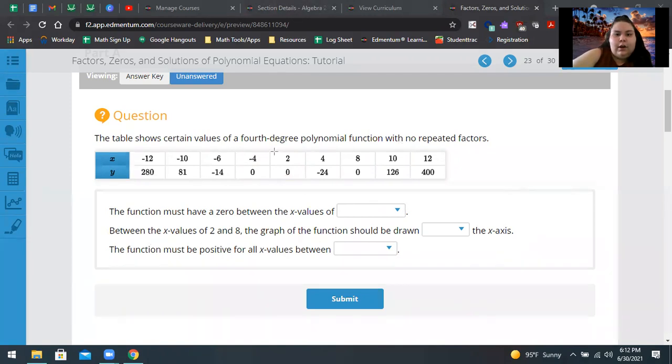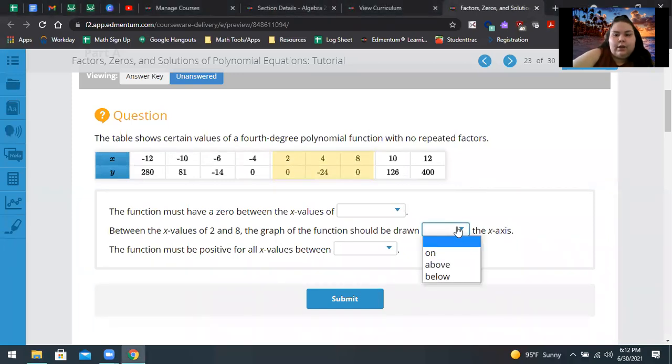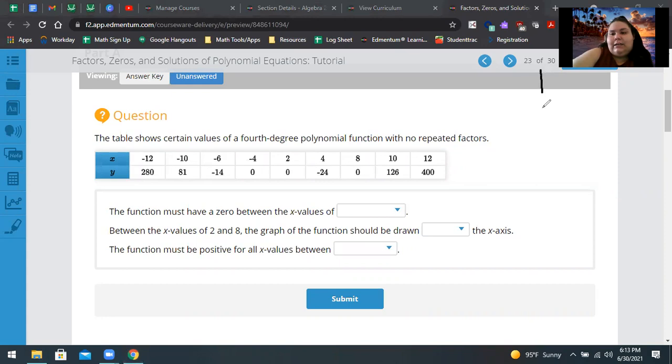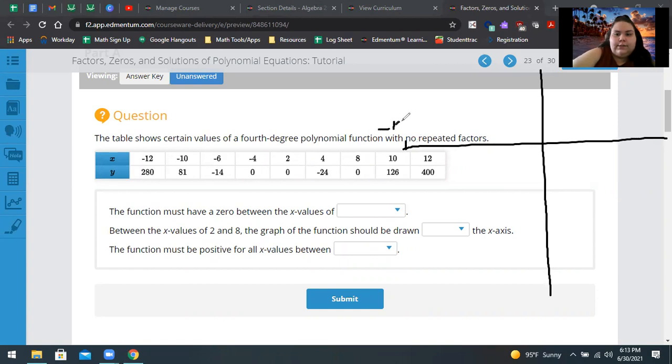If we go right here, from 2 to 8, the graph of the function should be drawn on, above, or below the x-axis. Another way to consider this is to graph it on your own. It's going to be a rough estimate because you're going to go down to 280 and 81. If you roughly sketch it, it doesn't have to be exact. We can say this is -12 since this is the farthest, and this is 12, and it goes all the way down to 400.